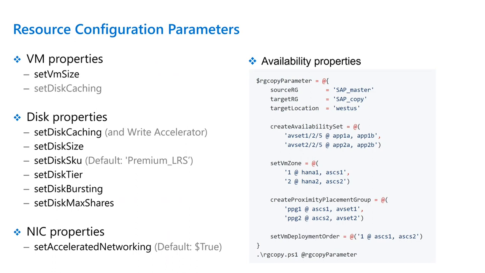Some RGCOPY parameters have default values. Hereby, all disks are created as premium disks in the target resource group, and accelerated networking is turned on by default. Azure availability resources such as availability set, proximity placement group, and virtual machine scale set can also be configured. Beyond that, you can delete them or create them, even when they do not exist in the source resource group. For example, you can move VMs to a new availability set.